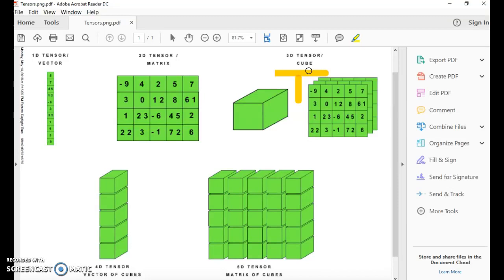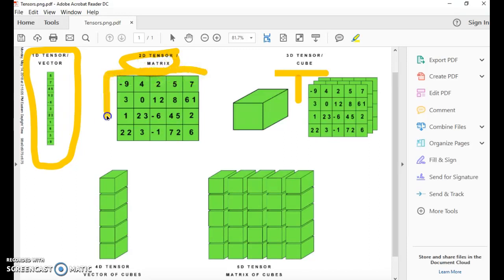A vector quantity has magnitude and direction in two-dimensional space. So when we talk about a vector, it's a 1D tensor. And that's what we see there. For example, if it has x and y components in a three-dimensional space, then it has 3 components. Vectors can have any number of dimensions. But if we're talking about a 2D tensor, this is where we're going to see a matrix being made.